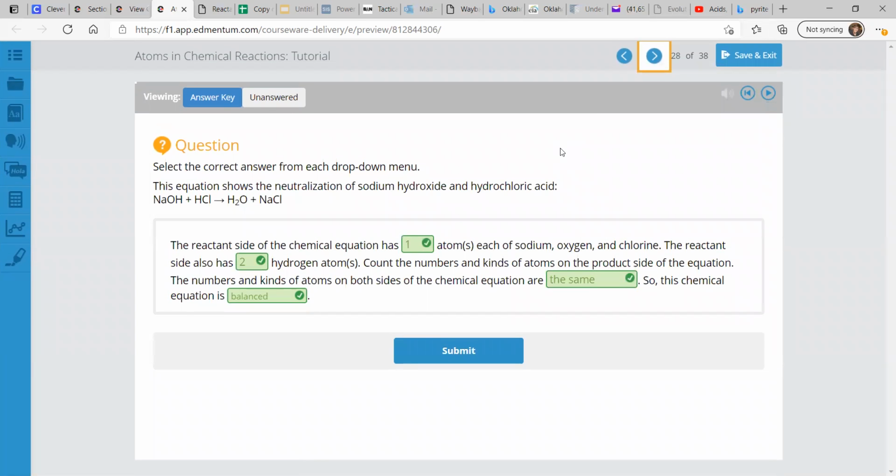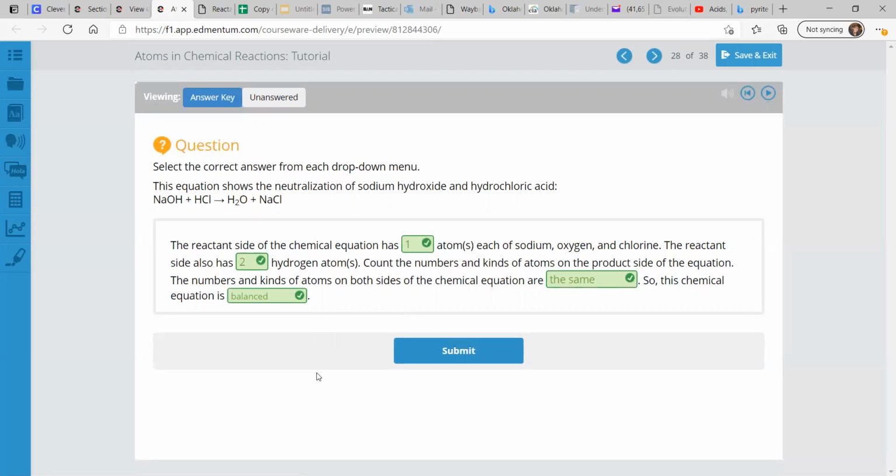This equation shows the neutralization of sodium hydroxide and hydrochloric acid. The reactant side of the chemical equation has 1 atom each of sodium, oxygen, and chlorine. Oh, sorry, it has 2 hydrogen actually. So only 1 sodium, 1 oxygen, and 1 chlorine. The reactant side also has 2 hydrogen atoms.